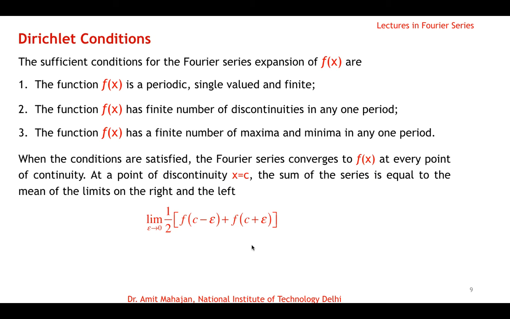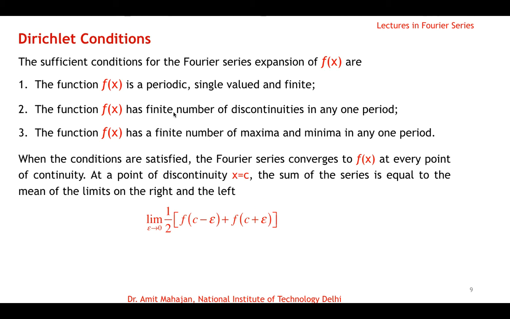So if you expand a function into an infinite series of sine and cosine, that means into a Fourier series, and if the function satisfies all these conditions, then the right hand side infinite expansion will converge back to the function at each point of continuity, and at the point of discontinuity it will give this value. Okay, so this is important.